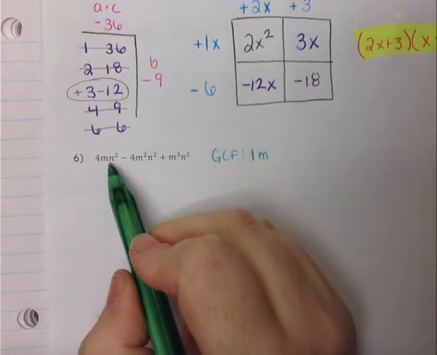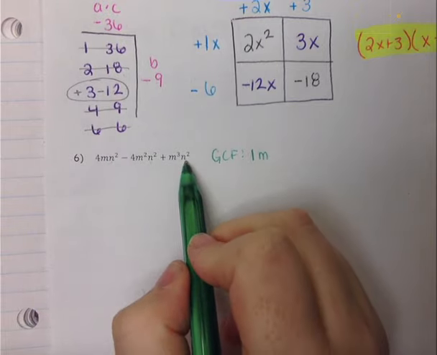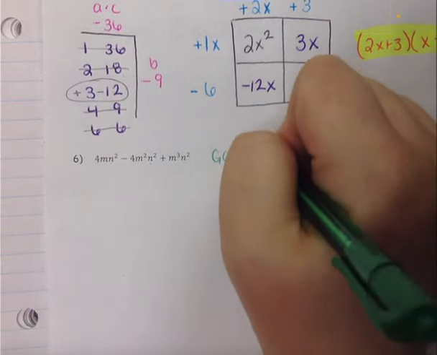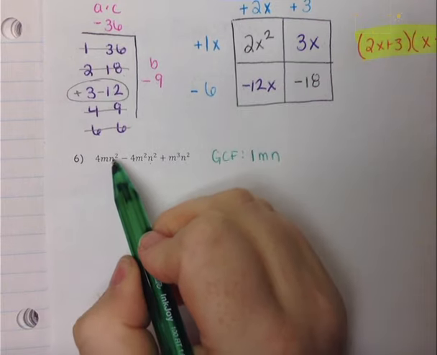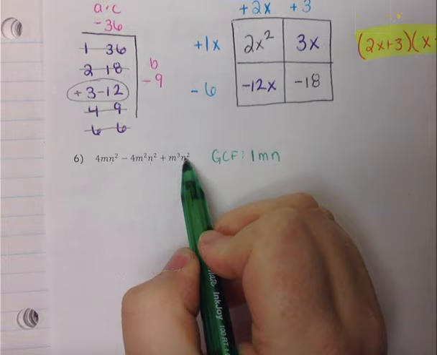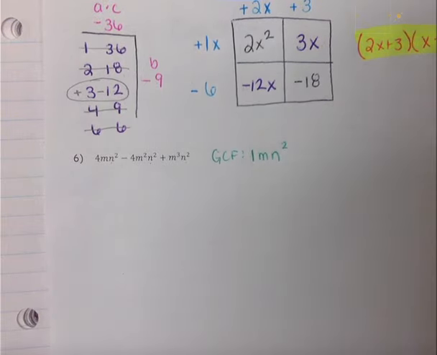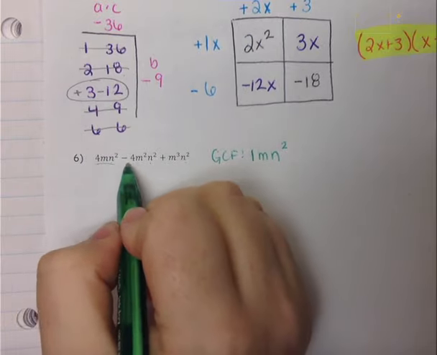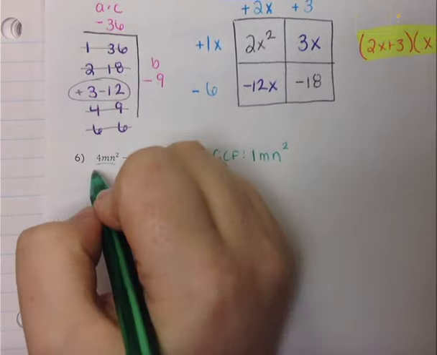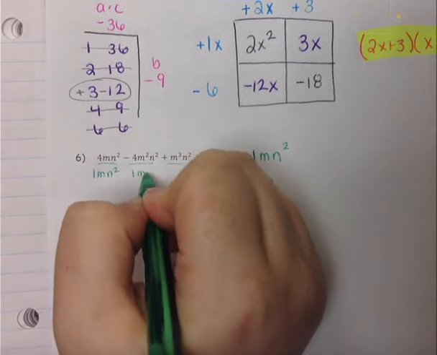Then we look to see this one has an N, next one has an N, and the next one has an N. So we can pull out an N, but how many? N squared, N squared, and N squared. So the smallest exponent is a 2, so we can divide everything by N squared. This is our GCF. So remember, we have to divide everything on here by that 1m n squared.